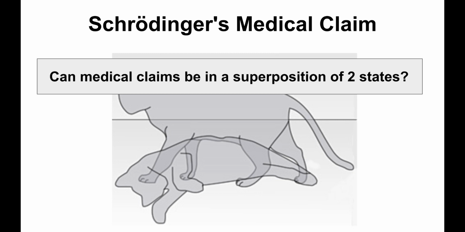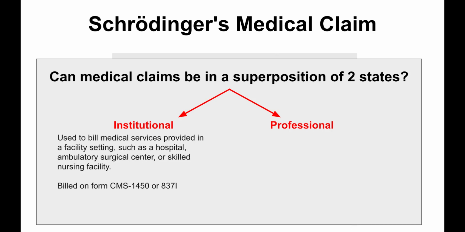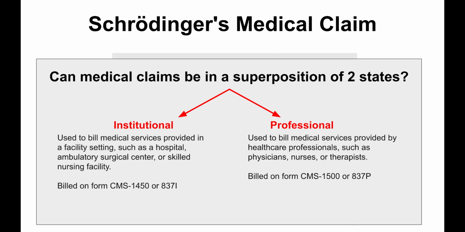Obviously, this sounds very silly, but almost 90 years after Schrödinger, in the world of healthcare and life sciences research, medical claims are incredibly important, and medical claims come in two varieties. There's institutional claims and there's professional claims. Institutional claims are used to bill medical services provided in a facility setting. These claims are billed on Form CMS 1450 or 837I. Professional claims are used to bill medical services provided by healthcare professionals. These claims are billed on Form CMS 1500 or 837P.